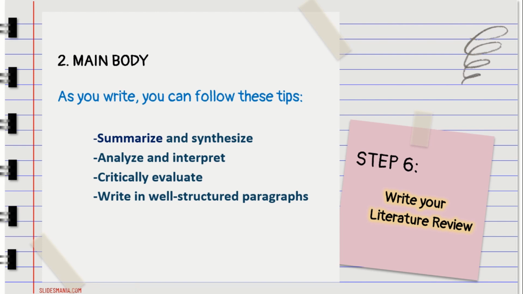Don't just paraphrase other researchers. Add your own interpretations if possible, and discuss the significance of findings in relation to the literature as a whole. Next, critically evaluate. Mention the strengths and weaknesses of your sources. And finally, write in well-structured paragraphs. You can use transition words and topic sentences to draw connections, comparisons, and contrast.